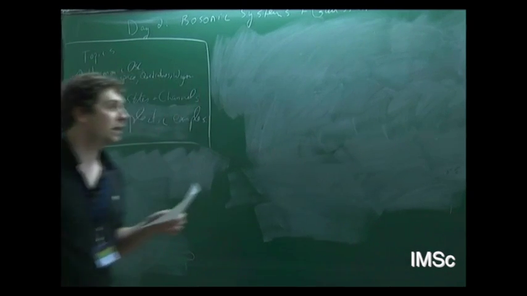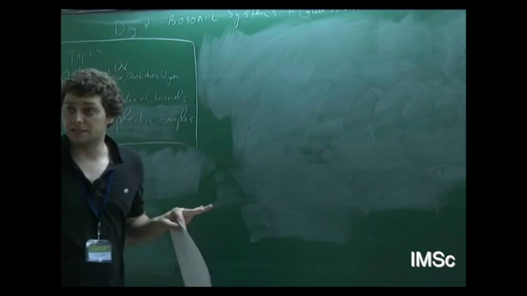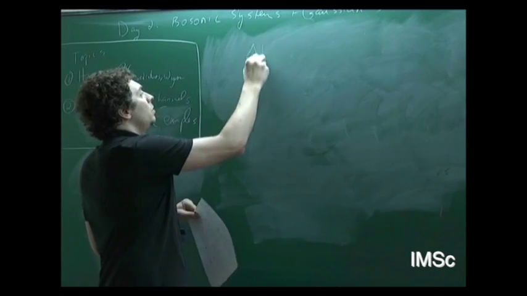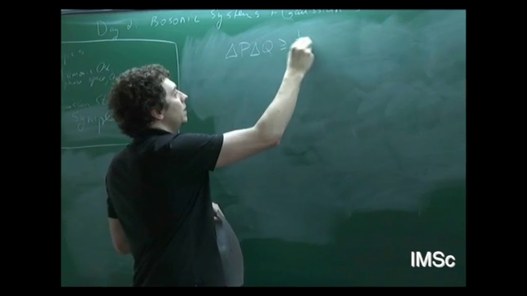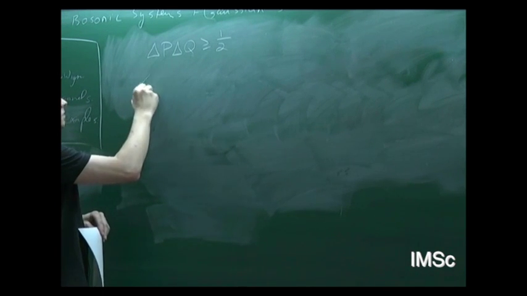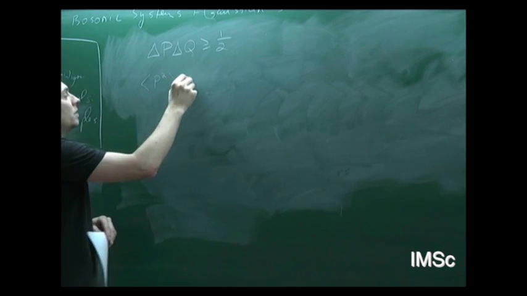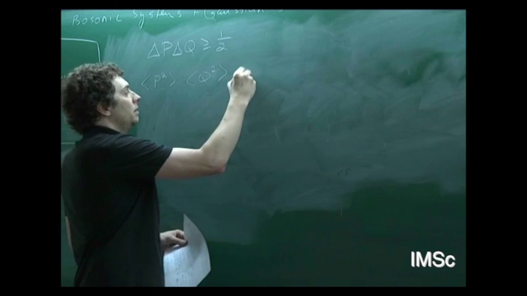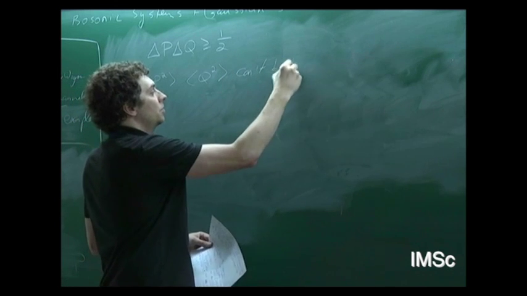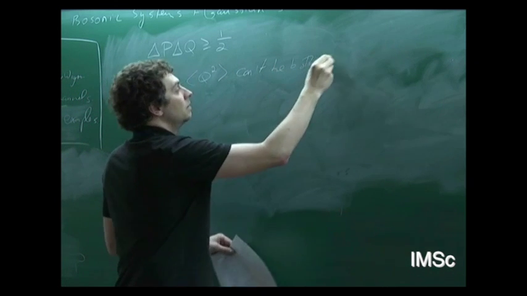So let's say, one thing we got to know is not every covariance matrix is allowed. So we know that delta P delta Q, by Heisenberg uncertainty, has to be bigger than or equal to a half, right? And that tells us that the expectations of P squared and Q squared are also not going to be able to be both very, very small. They can't both be small.